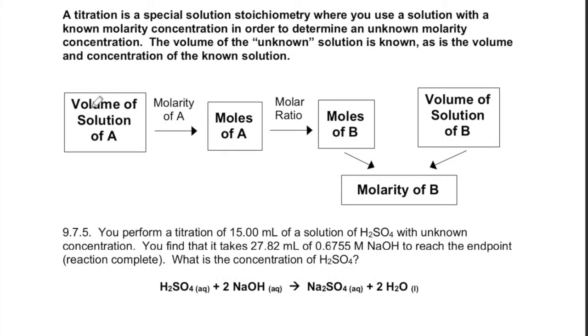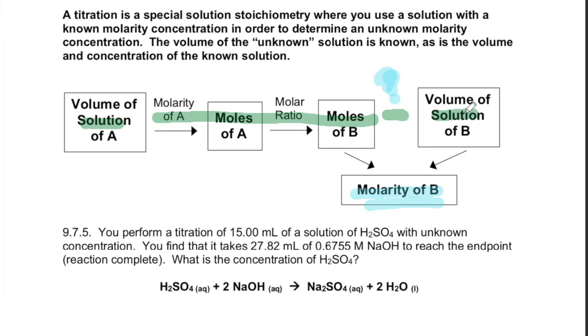So up above we had this roadmap that led from volume of one solution to volume of another. If we knew our volume and our concentration of solution A, and we know our concentration of solution B, then we can get all the way across here. A titration is a way of finding out the concentration of a solution. So what if we don't know the concentration of our solution? That's what we want to know. But we do know the volume. So it's kind of like we're filling in this blank over here.